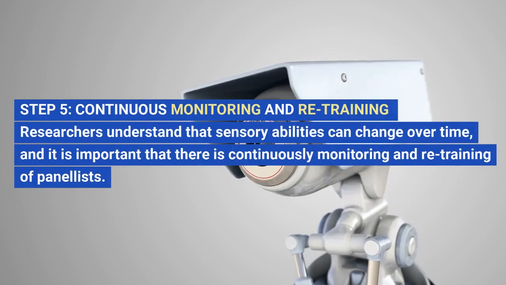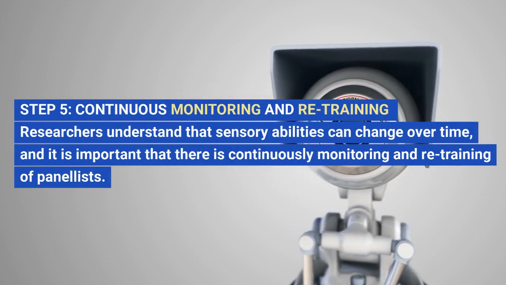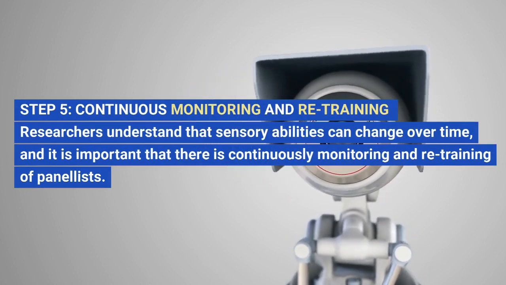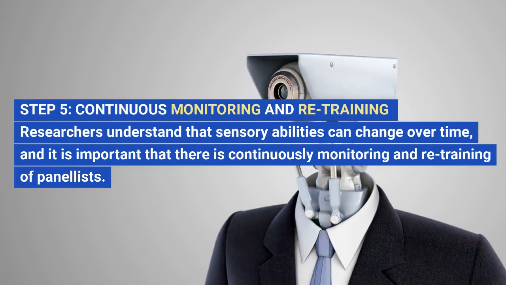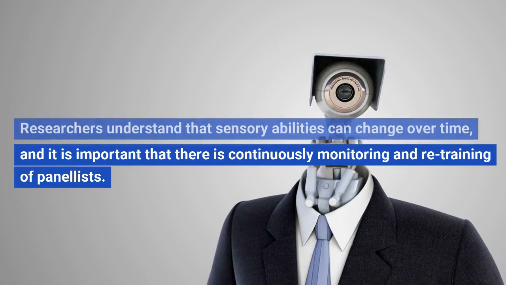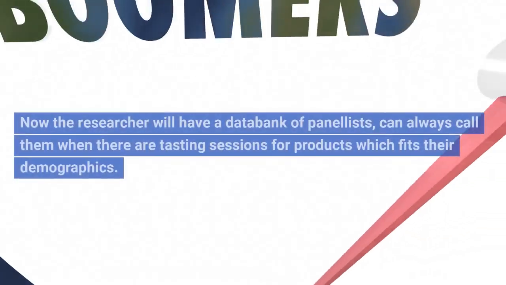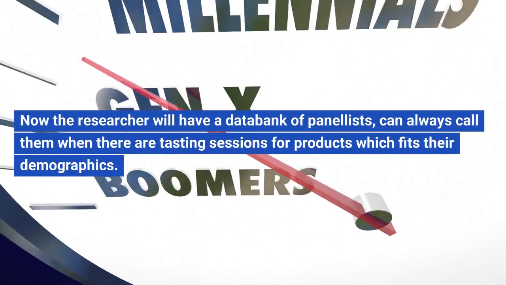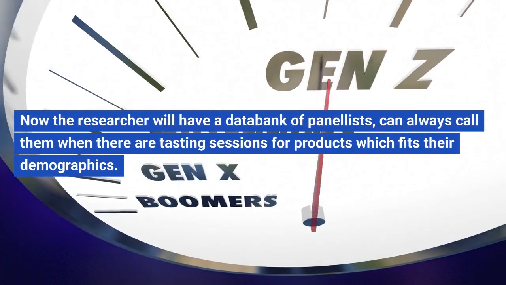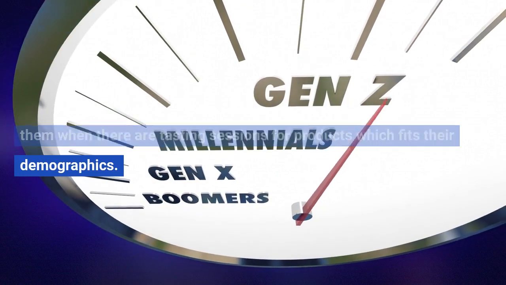Step 5: Continuous monitoring and retraining. Researchers understand that sensory abilities can change over time, and it is important that there is continuous monitoring and retraining of panelists. Now the researcher will have a databank of panelists and can always call them when there are tasting sessions for products which fit their demographics.